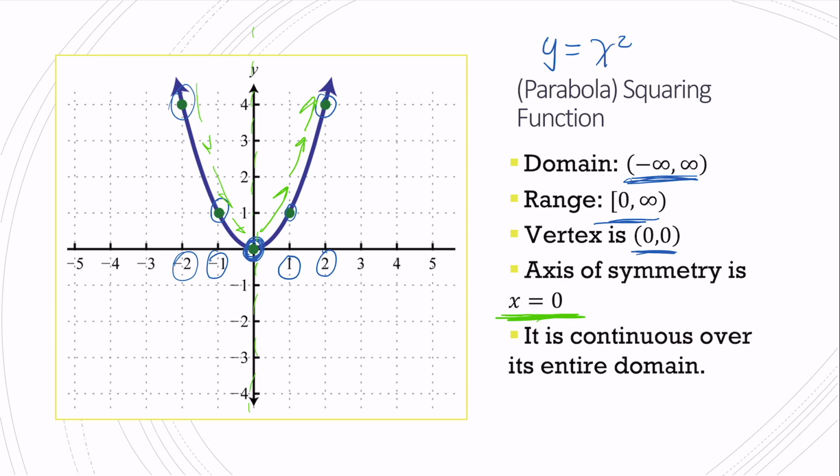The last thing you need to know about the squaring function is it is continuous over its entire domain, and it is a function because it passes the vertical line test.